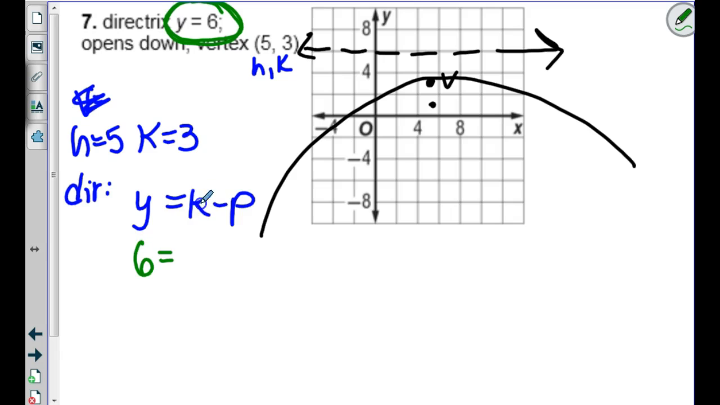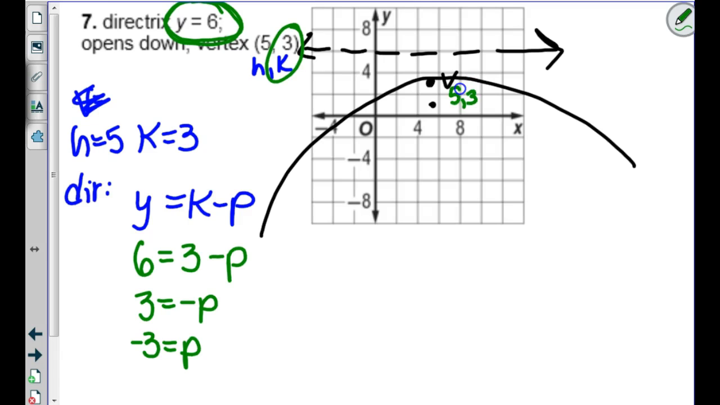When k is 3. So can we figure out what P is? We just plugged in numbers. It said y equals 6 when k equals 3. If I subtract 3 right here, and then I change the sign or divide by -1, did that work? Do you remember what this was? This was up over 5 and up 3, and this line was up at 6. Is that a distance of 3? Okay, and it was opening down. That's why it turned out negative.